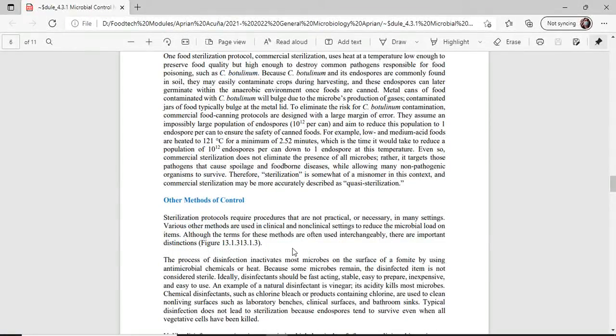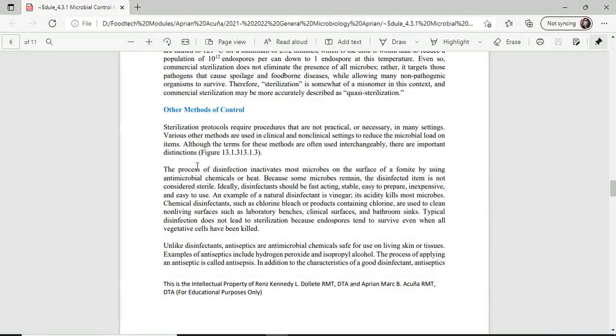Now, for other methods of control, your sterilization protocol requires procedures that are not practical or necessary. In many settings, various other methods are used in your clinical and also non-clinical settings to reduce your biological load on items. Although the terms for these methods are often used interchangeably, there are important distinctions. The process of disinfection inactivates most microbes on the surface of your fomites by using antimicrobial chemicals or heat. Because some microbes remain, the disinfected item is not considered sterile.